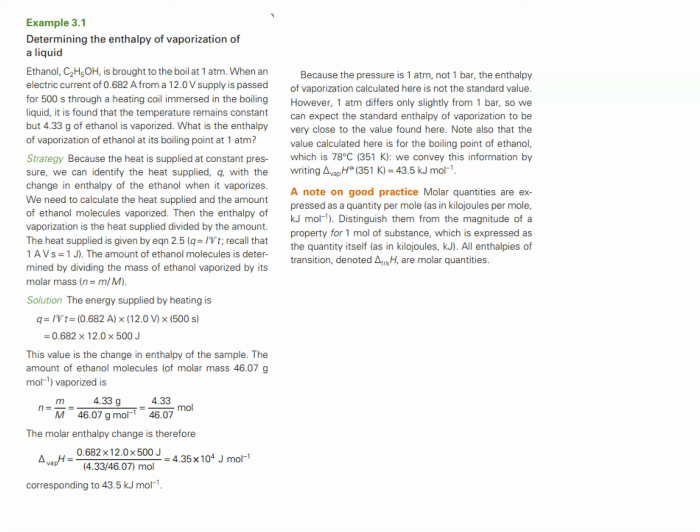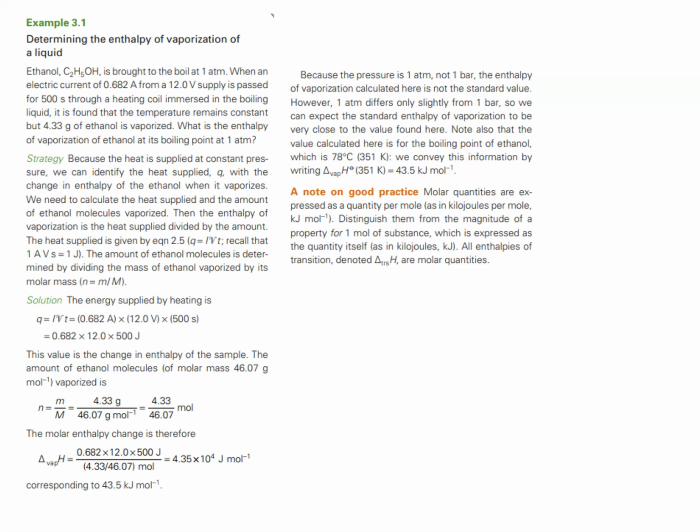The heat supplied is given by equation 2.5, which is Q equals IVT, recalling the equivalency to a joule. The amount of ethanol molecules is determined by dividing the mass of the ethanol vaporized by its molar mass. So, in the solution here, we see the energy supplied by heating is Q equals IVT, where I is 0.682 amps times voltage, 12 volts, times time, 500 seconds.